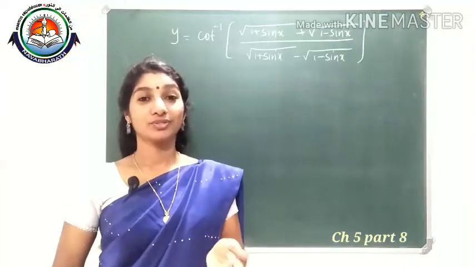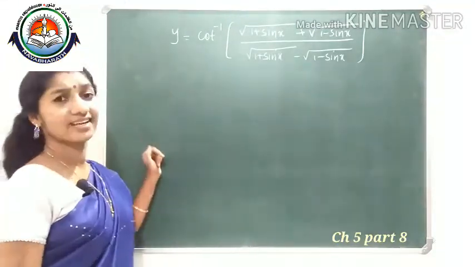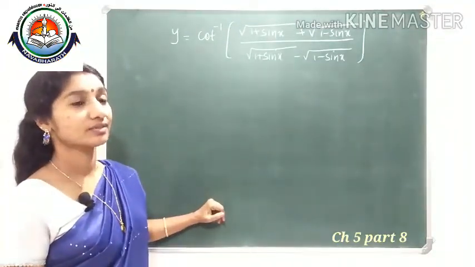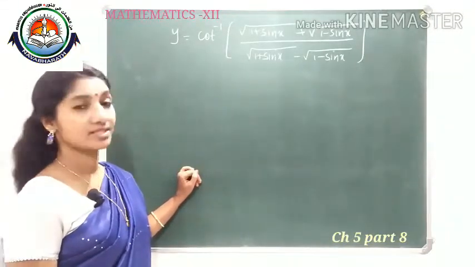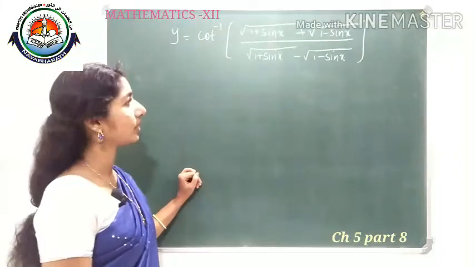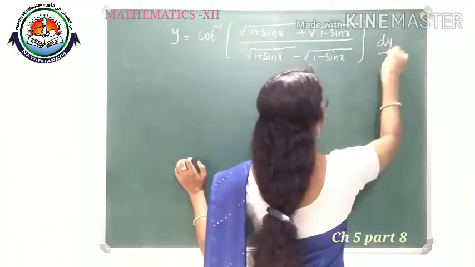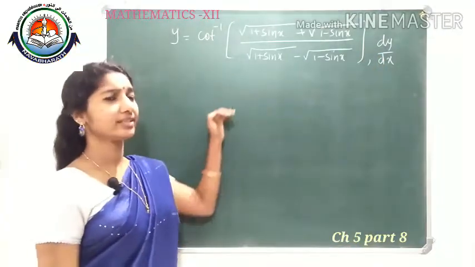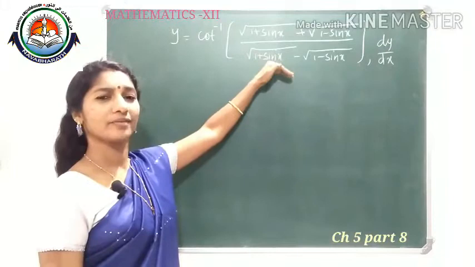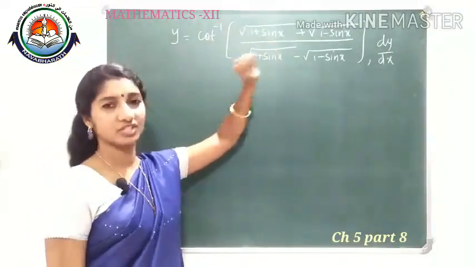Now we are going to do some problems from differentiation. See, one question is given like this: y equal to cot inverse of (root of 1 plus sin x plus root of 1 minus sin x) divided by (root of 1 plus sin x minus root of 1 minus sin x). Find dy by dx. Okay, we need to find dy by dx. And the same question you did, I think, in trigonometry. We did this question, means simplification, cot inverse of this function we did.